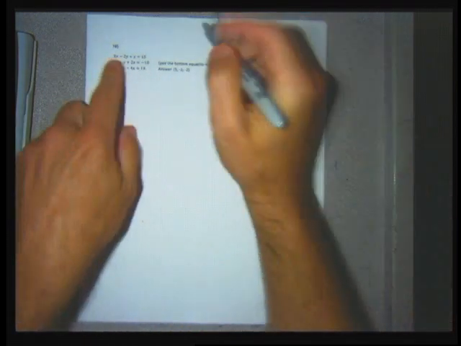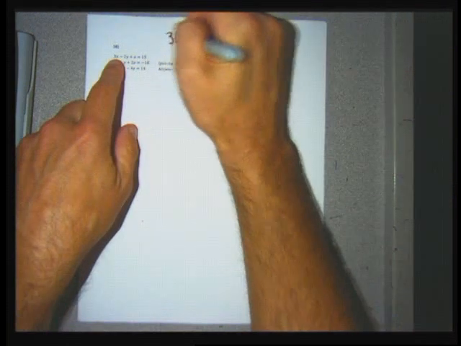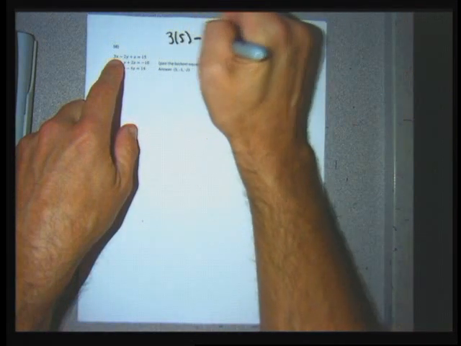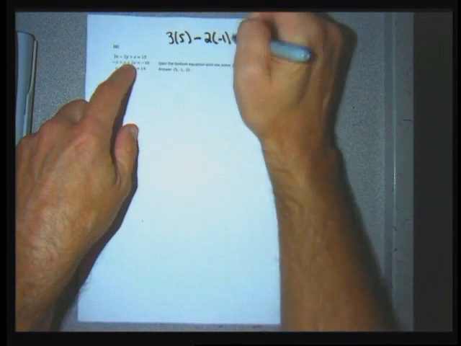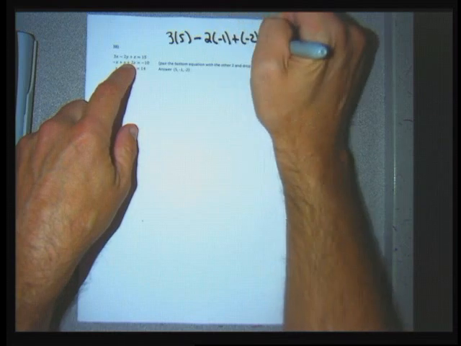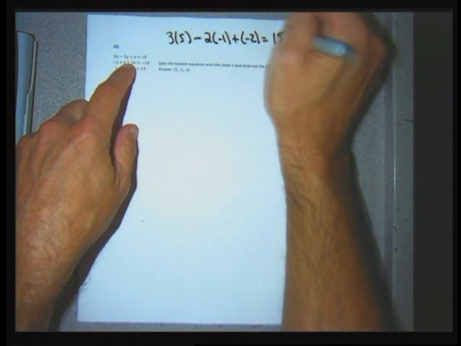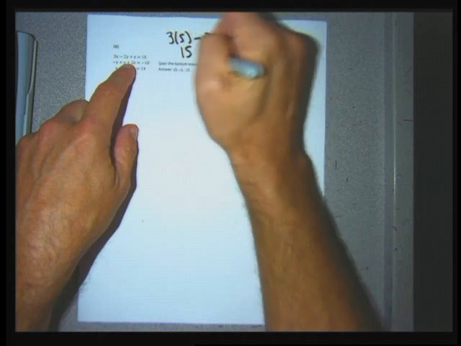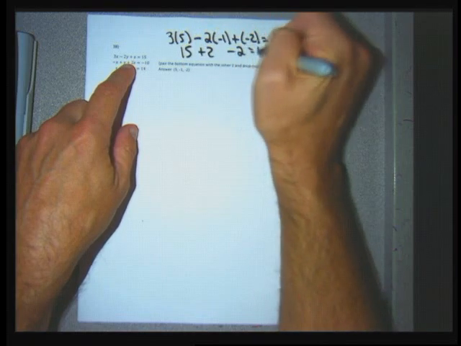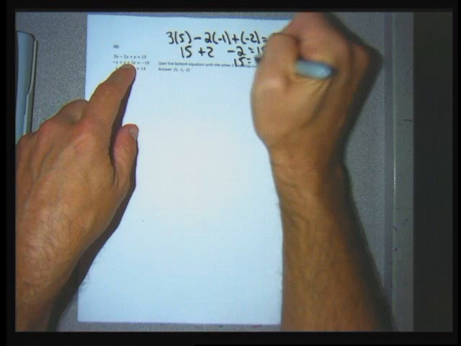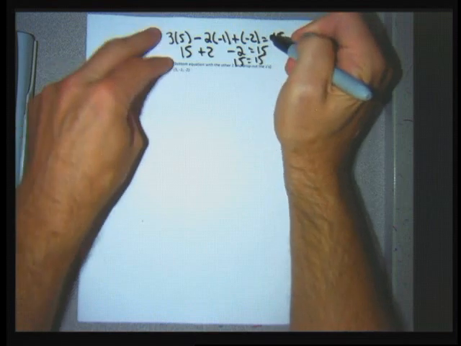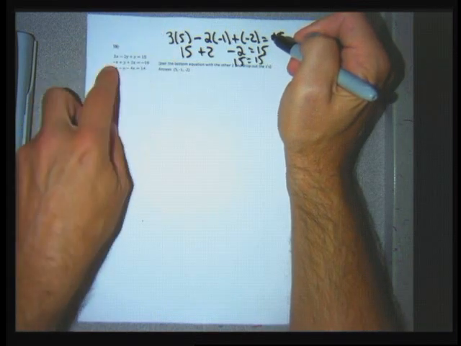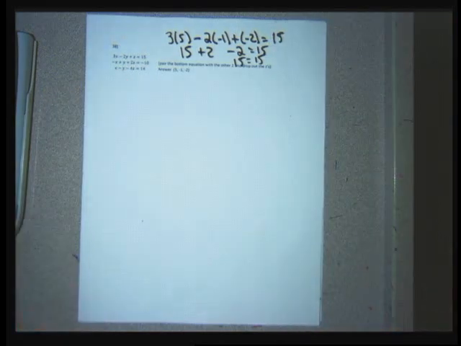Like this, if I went to the top equation, I could go 3 times 5 minus 2 times -1 plus -2. That should be 15. This gives me 15 plus 2 minus 2 equals 15, which gives me 15 equal to 15. That point works in the top equation. It will work in the middle equation. It will work in the bottom equation.